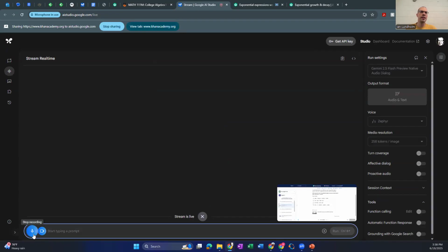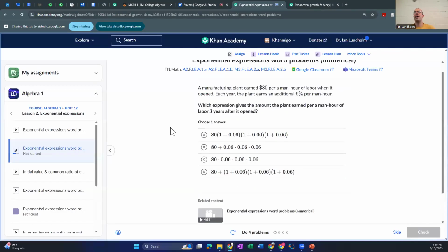All right, so it looks like this is going okay. Hey, can you help me work on this math problem? Sure, I can help with that. The problem is about a manufacturing plant that earns $80 per man hour and earns an additional 6% each year. It wants to know the expression that gives the earnings after 3 years. So the initial earnings is $80, and with a 6% increase each year, you multiply by 1.06 for each year. For 3 years, that would be 80 times 1.06 times 1.06 times 1.06. So the correct expression is option A.